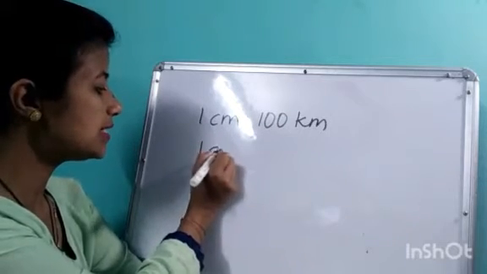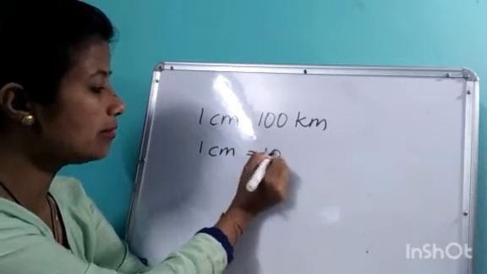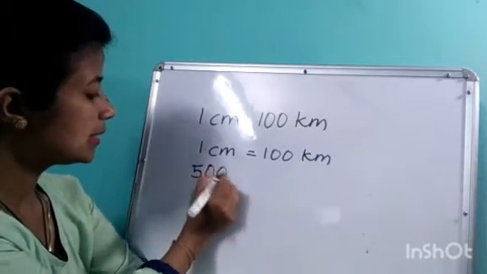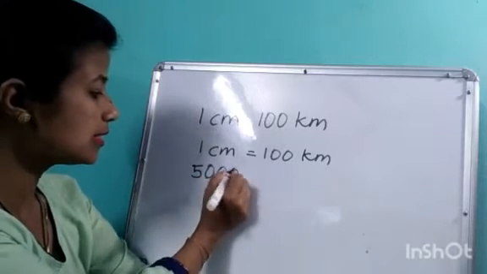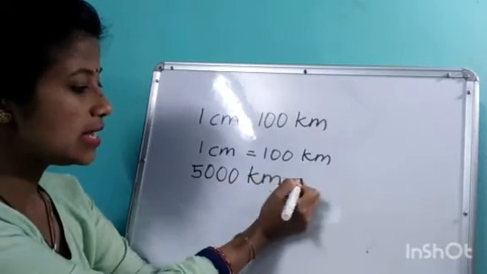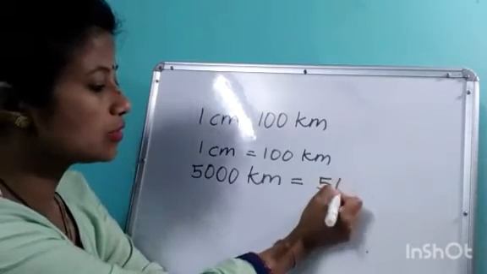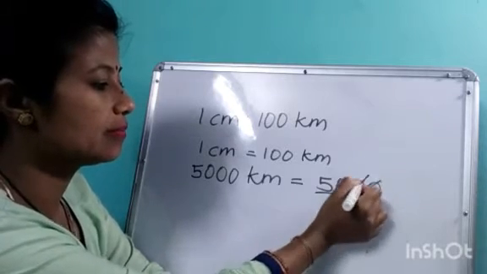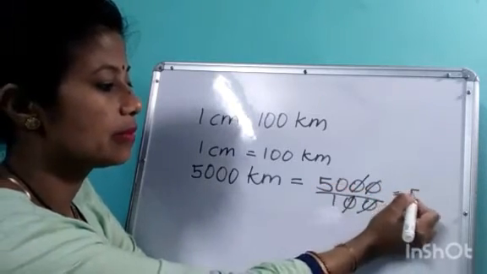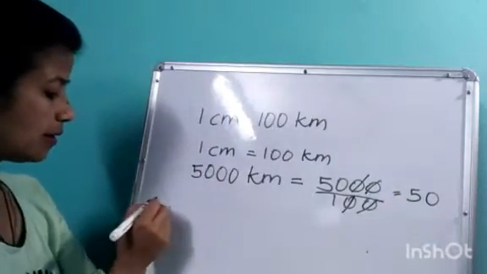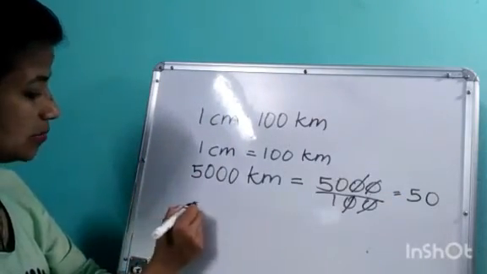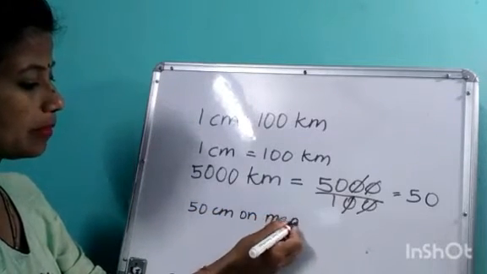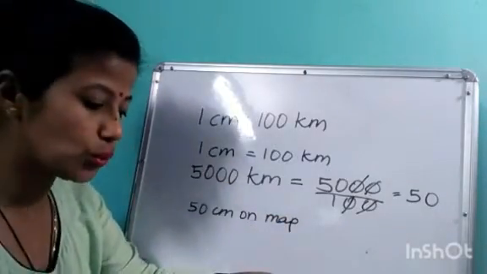Here 1 centimeter is equal to 100 kilometer, and then 5000 kilometer, you have to take out. 5000 kilometer is equal to 5000 upon 100, then 50. It means 50 centimeter on the map. Okay, this you had to do.